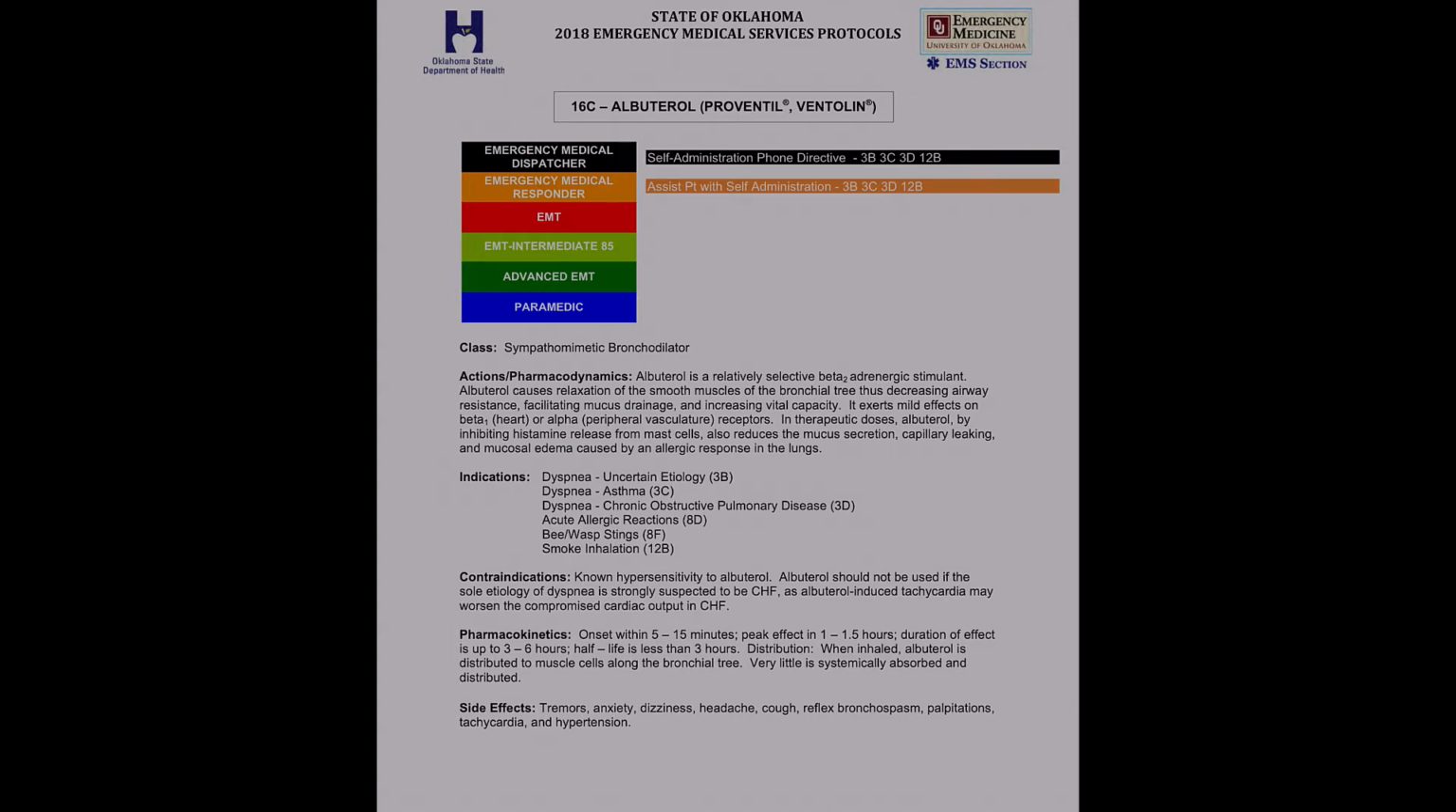So dyspnea, uncertain etiology; dyspnea, asthma. Our problem during asthma is that we have bronchial spasm, right? And this is a bronchial dilator, so that's what we use it for. Dyspnea, COPD, same thing. The difference between asthma and COPD is asthma is acute and COPD is chronic. So you're going to have chronic narrowing of the airway with COPD, and then you have an exacerbation, a worsening of COPD, and that causes more bronchospasm, an acute case of worsening bronchospasm, and then we get a call. So we use albuterol to treat that.